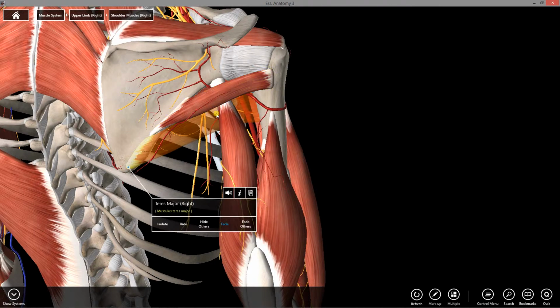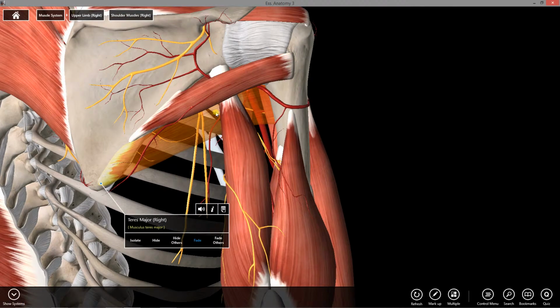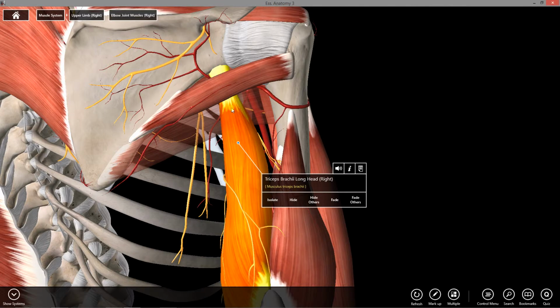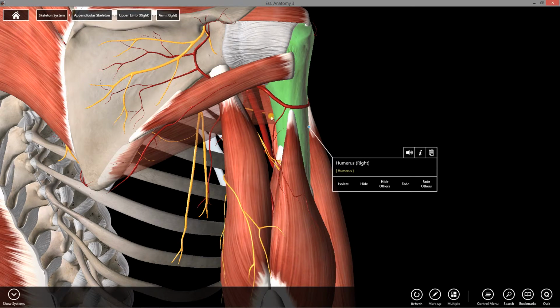Below we have teres major, which I have faded here. Medially we have the long head of the triceps brachii. And then laterally we have the surgical neck of the humerus. So around here is the surgical neck of the humerus, whereas the anatomical neck's higher. And so right here is the quadrangular space, basically.